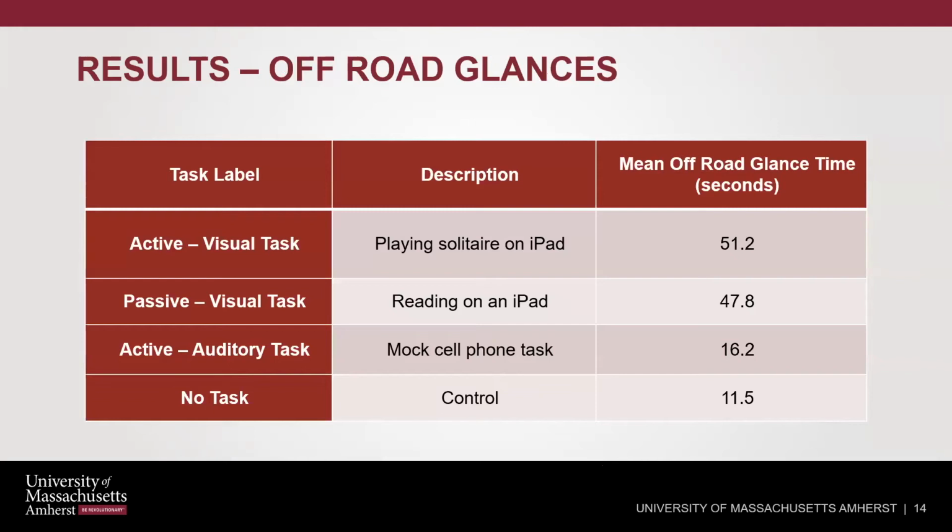Next slide. So the next step here is to look into just the off-road glances for each of the occupants or participants. And so across all 4 of these tasks, we see a trend that we hypothesized from the get-go, right? So from the visual tasks, both active and passive, where the drivers are predominantly looking within the cab at the iPad, they had a much higher percent of time off-road glances as compared to the mock cell phone task, the auditory task, as well as the control, which had a much lower mean off-road glance time.